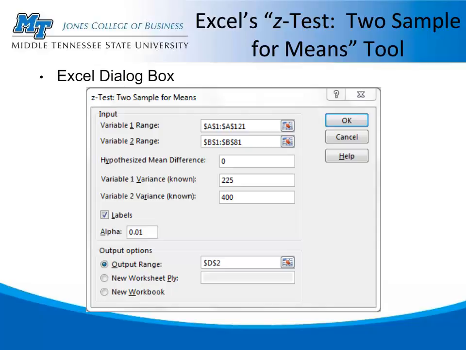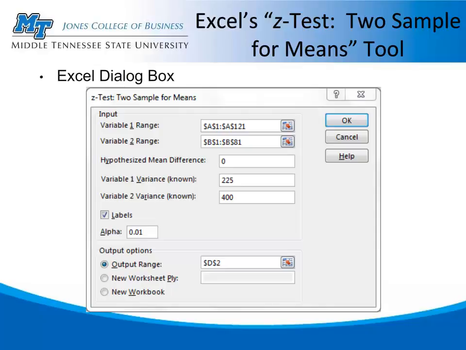This is the dialog box for the two-sample for means procedure that uses the z-test. The first box is to put the data in for the first group. So just select the data A1 through A121. A1 contains a label for par, and then the rest is the data values. The information for wrap was in B1 through B81. That was group 2. The B1 value was the label, and then the rest of it were the data values.